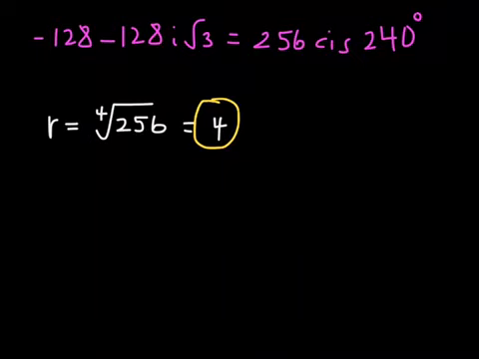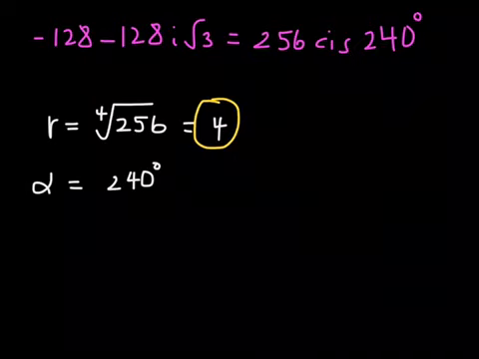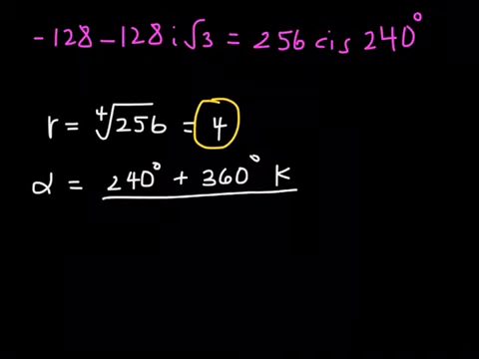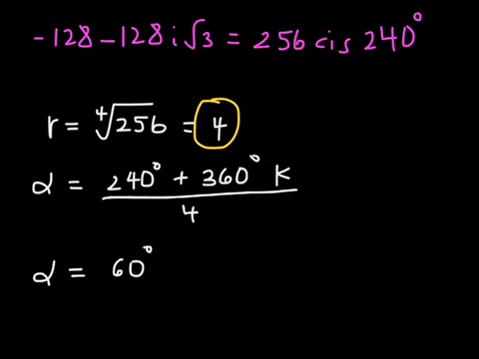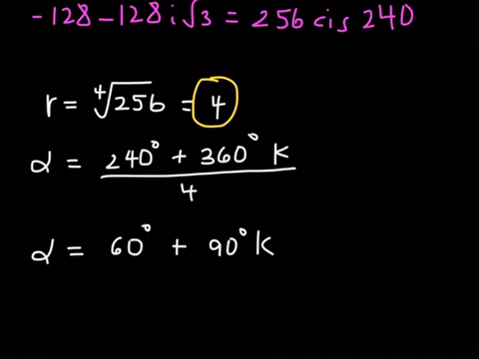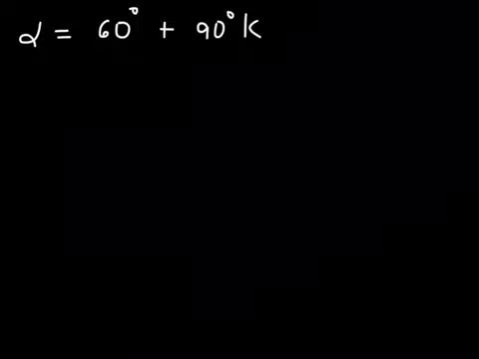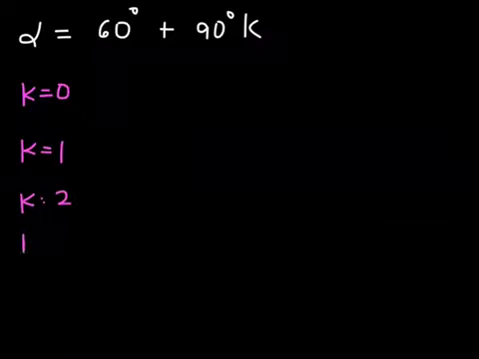Okay, now it's time to find our alphas. Our alphas will be 240 degrees, that's what the nth root theorem calls theta, plus 360 degrees times k, all of this divided by what? Well, because we're finding fourth roots, we'll divide by 4. Now simplify this expression. 4 goes into 240 degrees 60 times, and 4 goes into 360 degrees 90 times. So this expression generates the arguments of all of my fourth roots. And I'm going to let k run through some values. I'm going to let k be 0, 1, 2, and 3.